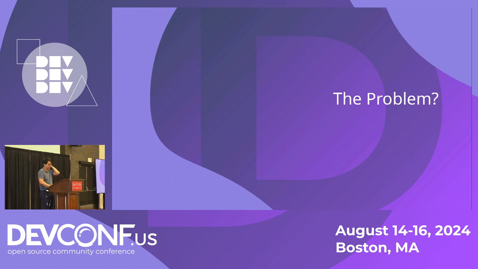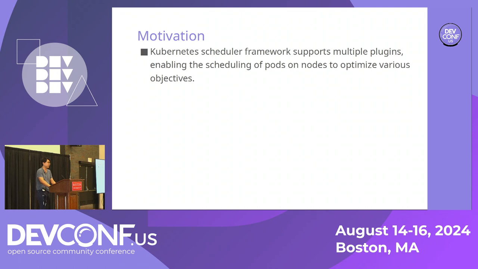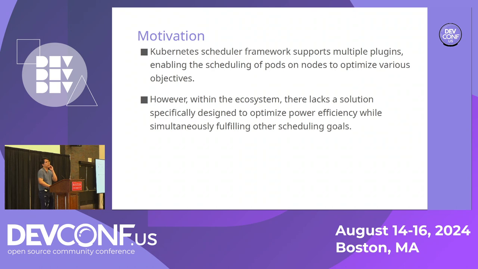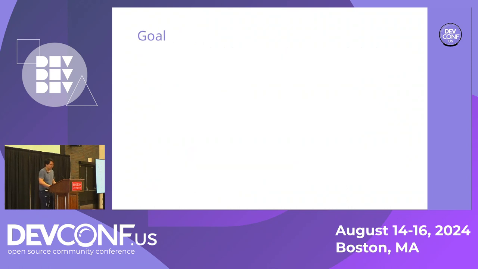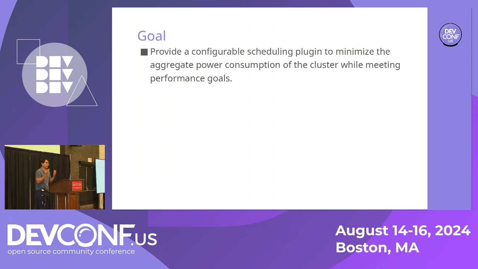The motivation for this project is that currently Kubernetes already provides multiple plugins for different kinds of schedulers. If you go look at the KEPs, there's a bunch of them on GitHub, and we don't really see one targeted towards power efficiency as a way to schedule pods. That's where Peaks fits in. There are many overarching goals, but I'm just going to focus on a very specific part of Peaks for this talk. The goal is, can we provide some scheduling plugin to Kubernetes where we can optimize the overall power consumption of your cluster while meeting some performance goal? So that's what we're talking about. Lower power and better performance.